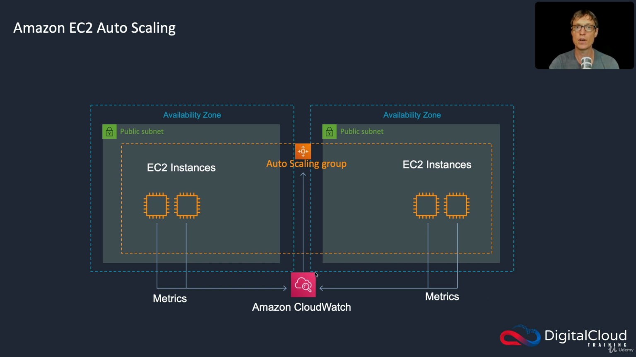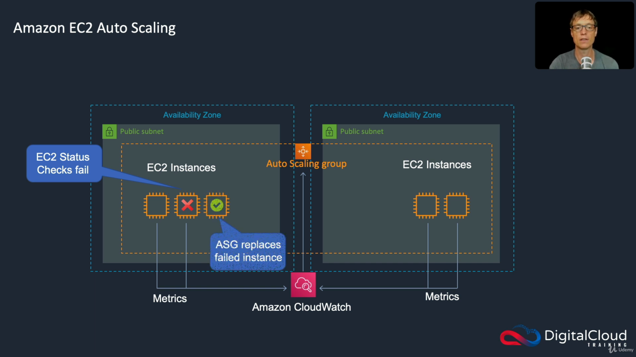Now we're also integrating with the CloudWatch service, which I mentioned before. That's a performance monitoring service. These EC2 instances are sending information to CloudWatch and also to EC2 itself. In this case, something called an EC2 status check has failed. That will tell the auto-scaling group that it needs to replace the instance. So it actually does that. It just launches a new instance and replaces it.